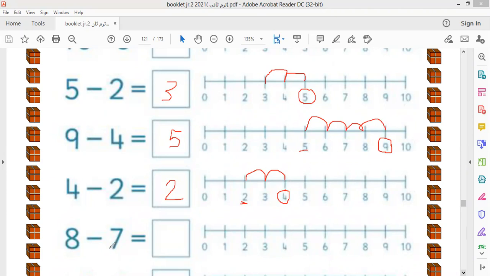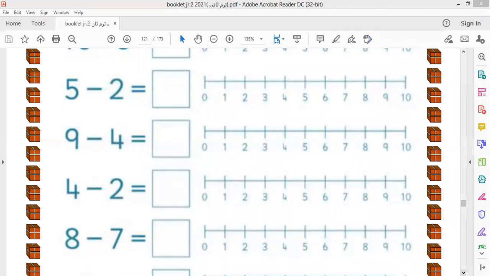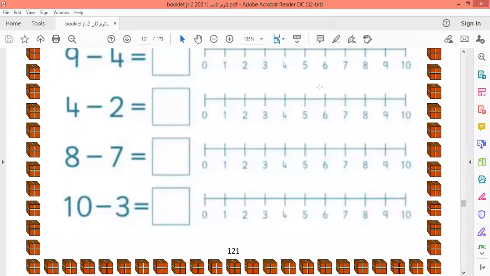8 minus 7. At first we go to the number line and circle the greatest number, which is what? Which is 8, and count back 7. 1, 2, 3, 4, 5, 6, 7. We reach what? We reach 1. 10 minus 3. At first we go to the number line and circle the greatest number, which is 10, and count back 3. 1, 2, 3. We reach what? We reach 7. Excellent.